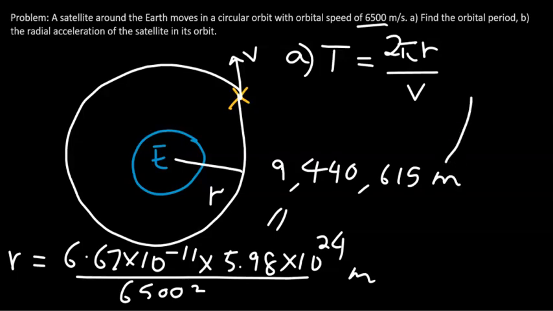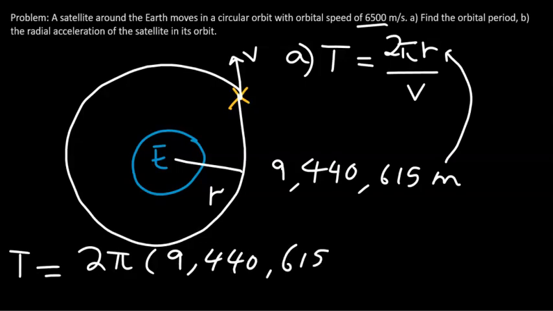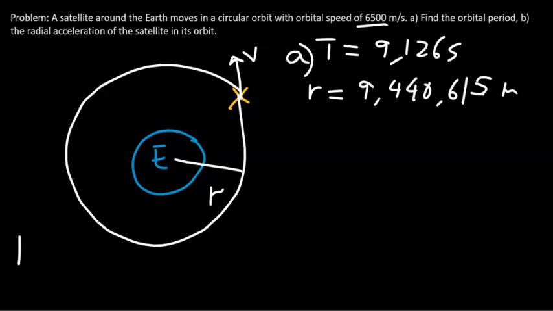Now putting this little r in here, we can determine the period. And if you do that, you get T equals 2 pi times the orbital distance, 9,440,615 meters, divided by the orbital speed of 6,500 meters per second, in seconds. And that's going to give you 9,126 seconds. Now let's do part B, the radial acceleration.